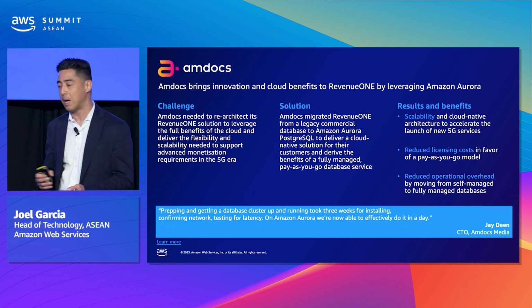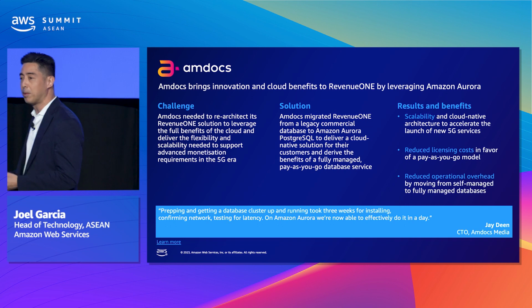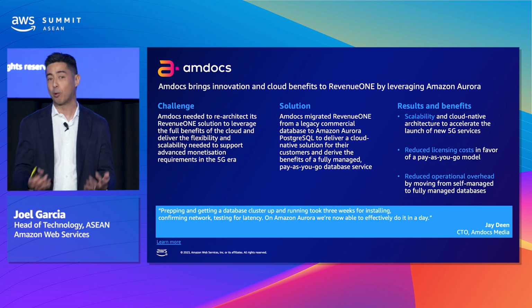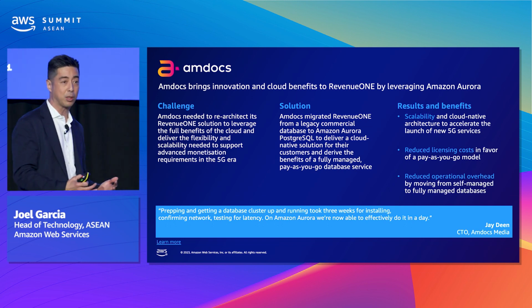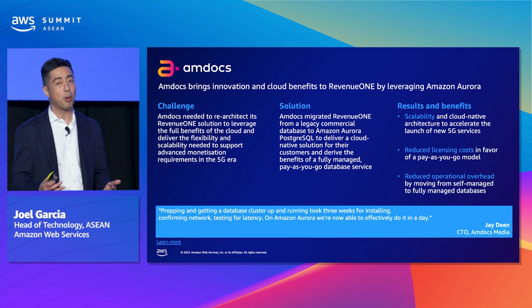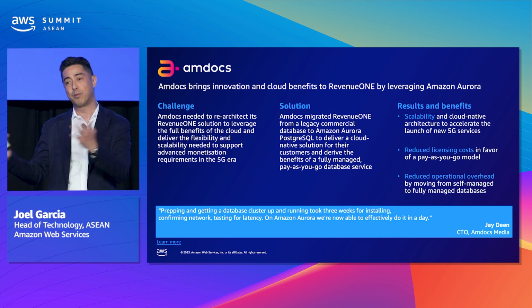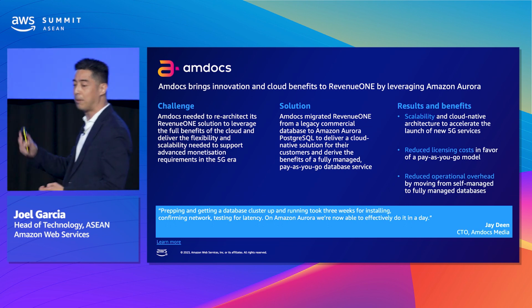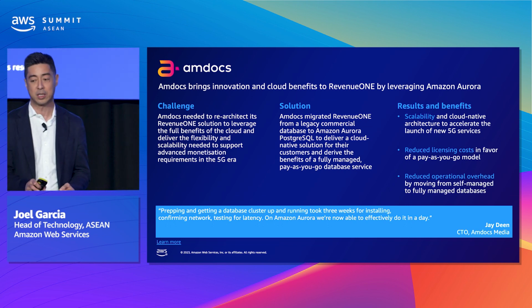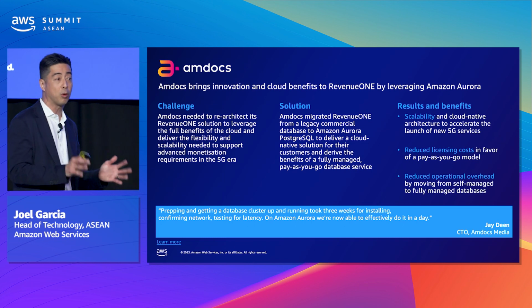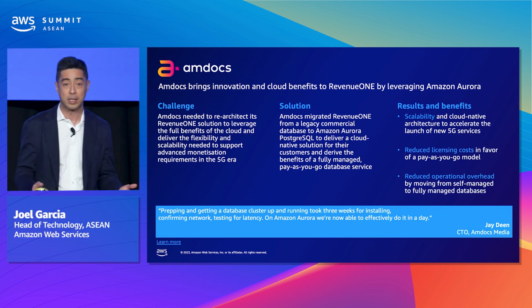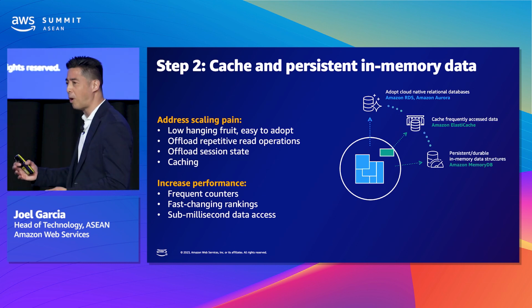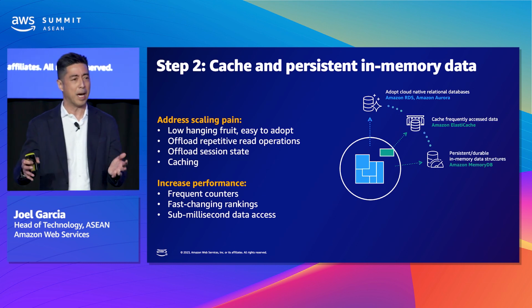When they moved to Amazon Aurora, they were able to address the scalability requirements for the business, where they could provision and deploy faster to support these 5G services. They also reduced their operational overhead, because they moved to a managed database offering. But here's the interesting thing. They're actually able to save costs. They're able to reduce their licensing costs by moving to a pay-as-you-go model rather than the traditional licensing model for their database. Now, that's the first step, right? Moving to a managed database service.